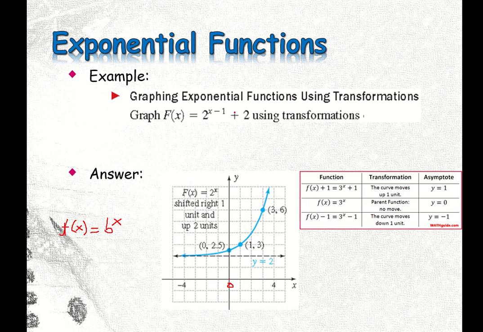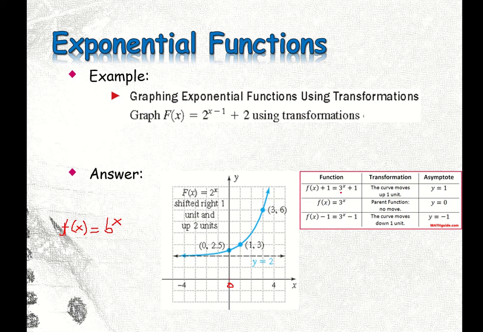Now we have something added here. So this one means that the graph is shifted up 2 units, and if you have this minus 1, it means that the graph is shifted 1 unit to the right. So this is the standard graph of the exponential function. It's just a matter of shifting it either to the right or left and up or down. So it depends on the given number here.